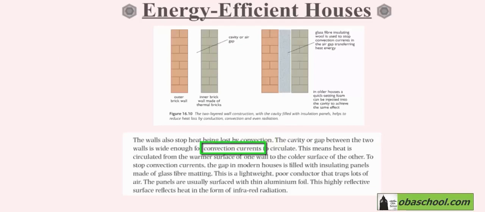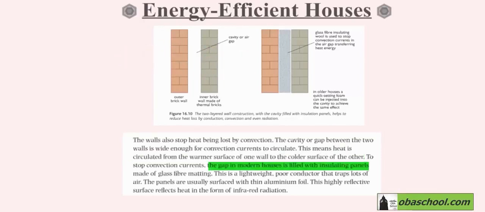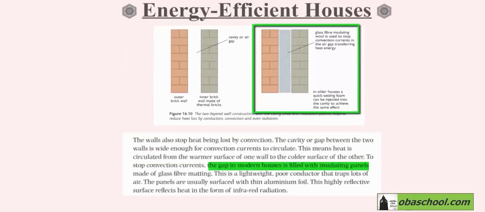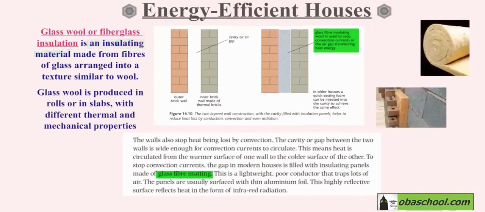This means heat is circulated from the warmer surface of the wall to the cooler surface of the other, and so the gap in modern houses is filled with insulating panels to stop heat loss, such as glass fiber matting. Glass wool or fiberglass insulation is an insulating material made from fibers of glass, arranged into a texture similar to wool.